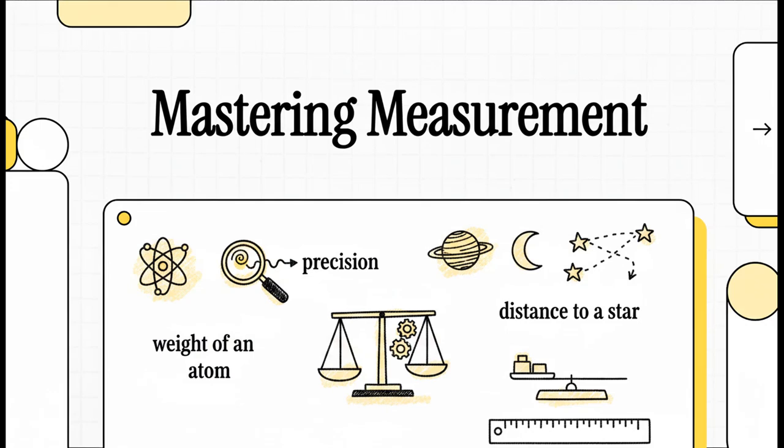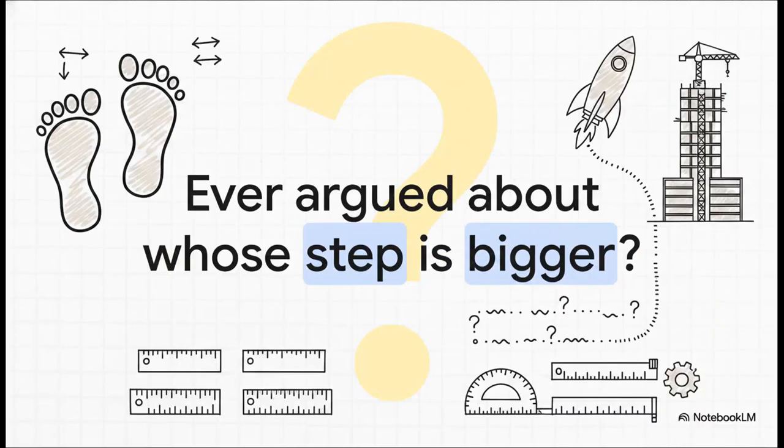Welcome to the Explainer. Today, we're going to pull back the curtain on the secret language of science itself. I'm talking about how scientists can measure literally everything, from the tiniest atom all the way to a distant star, and do it with some seriously mind-blowing precision. Okay, let's dive right in.